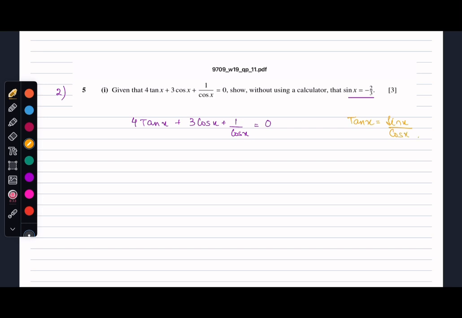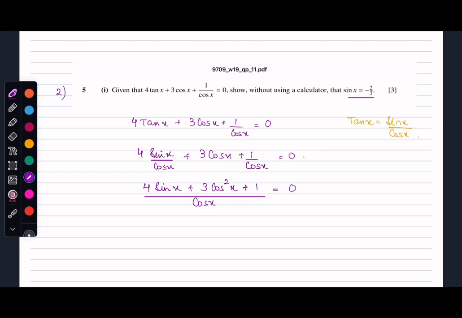So using this identity, I can substitute for tan of x, and I can say it's 4 sine of x divided by cos of x, plus 3 cos of x, and plus 1 by cos of x, which should be equal to 0. So if I take the LCM, I will be having 4 sine of x plus 3 cos square x and plus 1, and this then shall get divided by cos of x, which should be equal to 0.